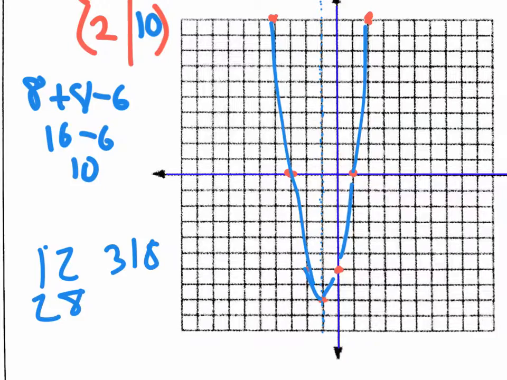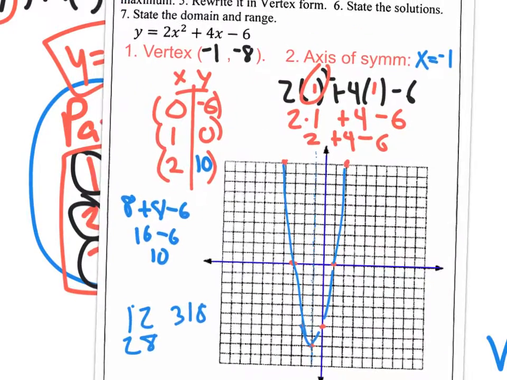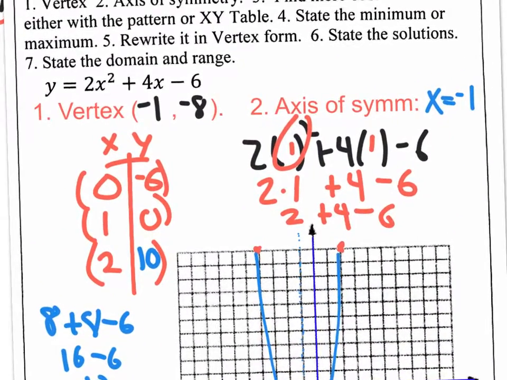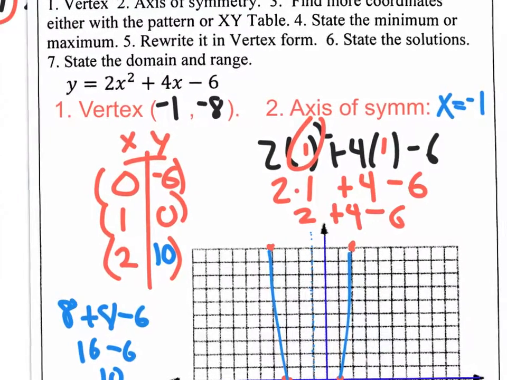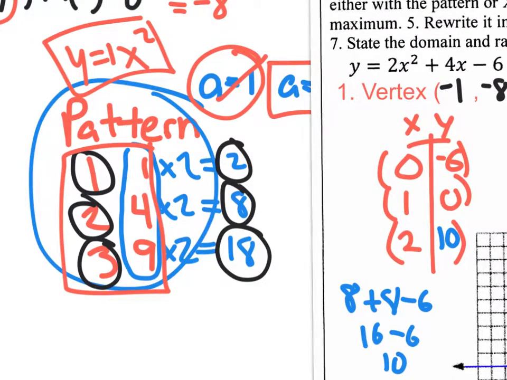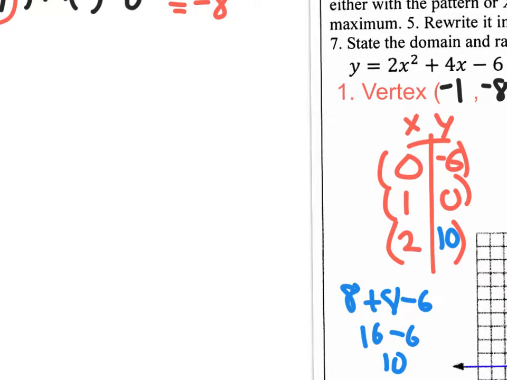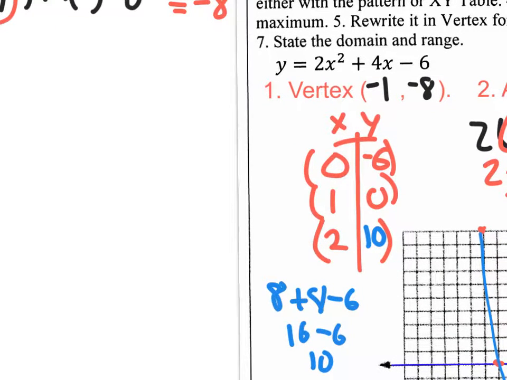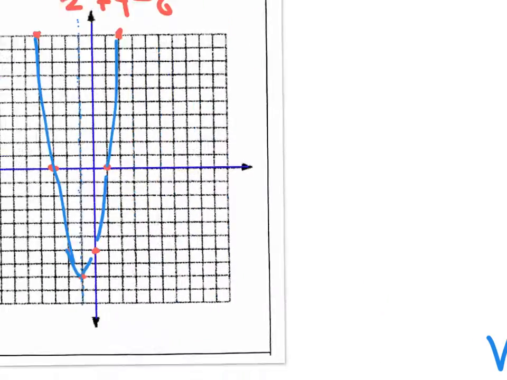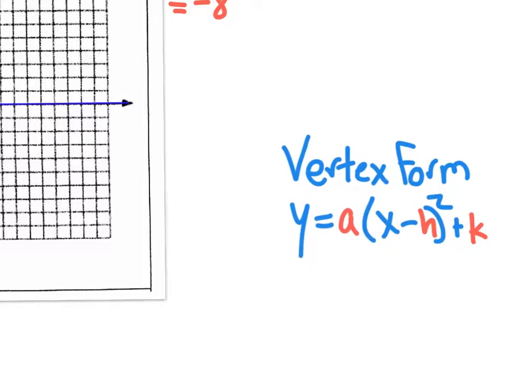What else is there? I threw in a couple of extra questions. Let me see. Oh yeah, we still need vertex form. So let me get this out of the way. Let me delete this. So we have our vertex right here. Our vertex was -1, -8. If I wanted to write it in vertex form, I do have it written down right here. Vertex form.